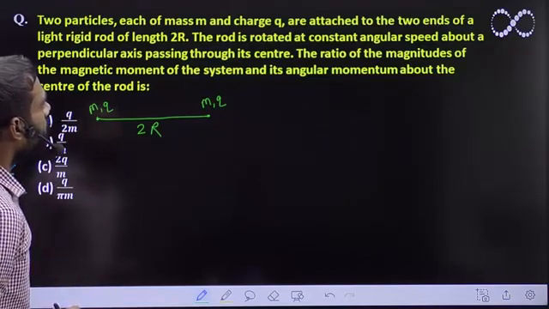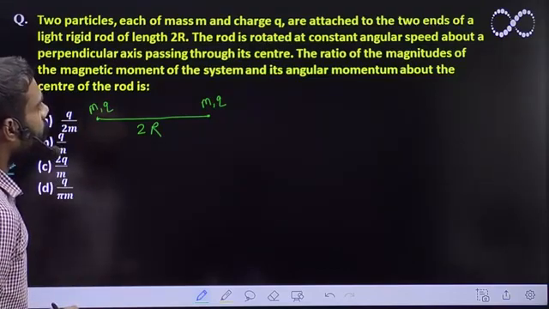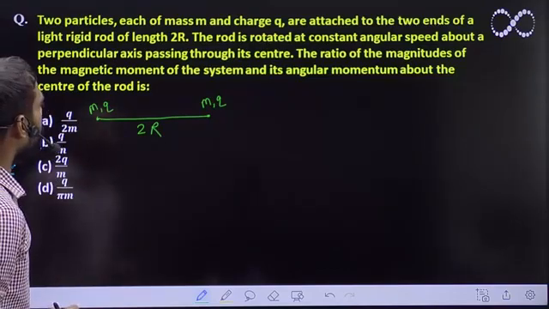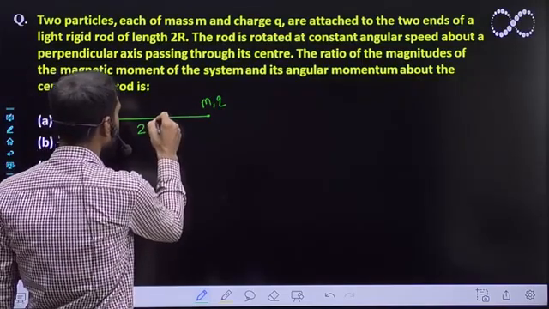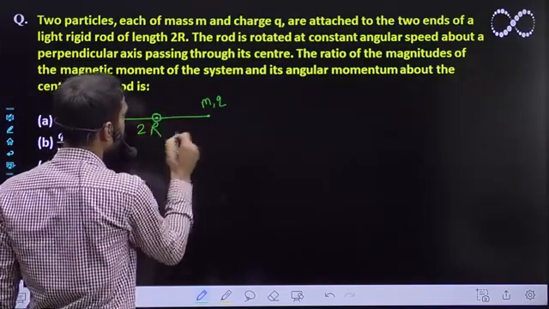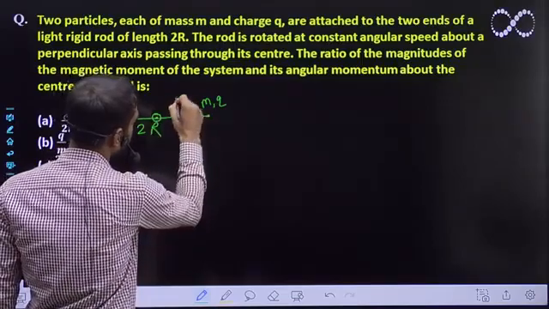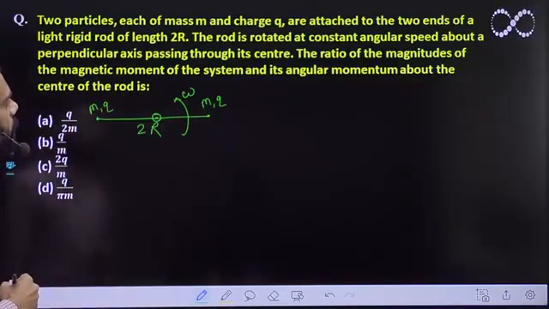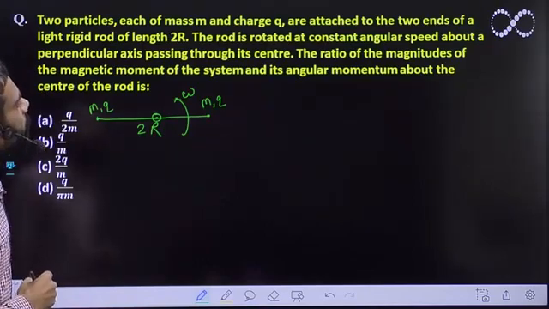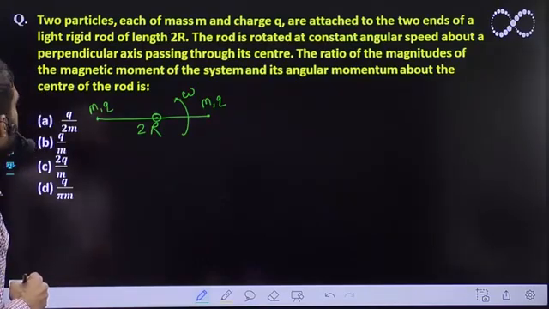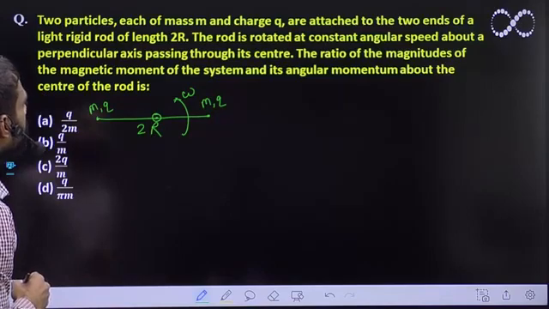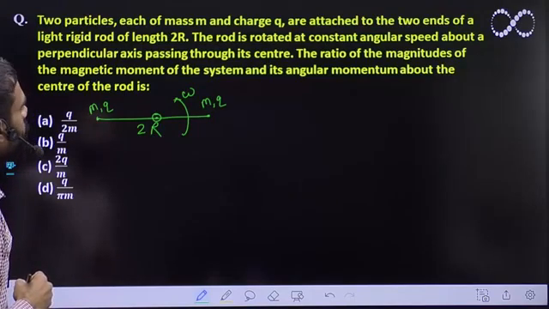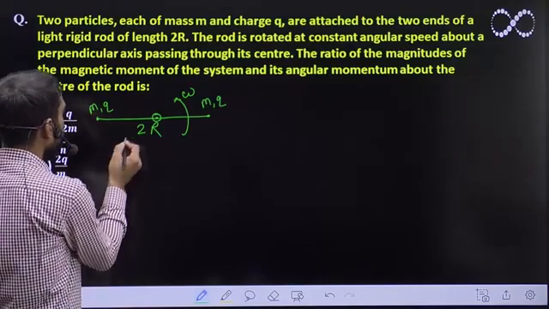The rod is rotated at a constant angular speed about the perpendicular axis passing through center. So let us see. Suppose some axis is there and it is rotating about this direction with constant angular speed. Let us take omega, although it is not given. You have to find the ratio of magnitudes of magnetic moment of the system and its angular momentum. So let us take the magnetic moment as M.